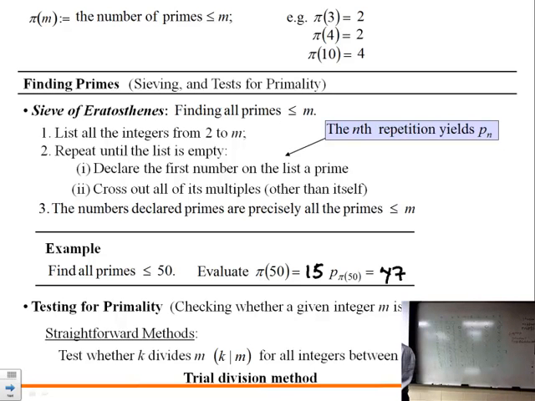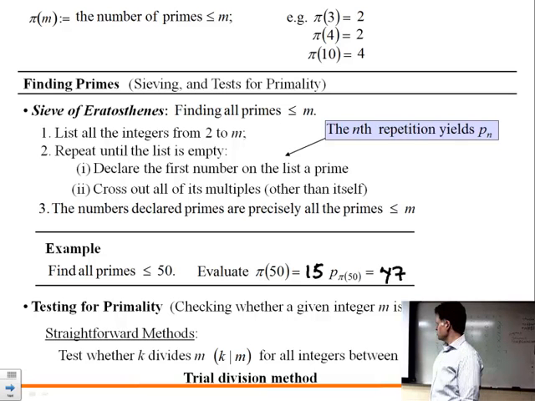So there are lots of straightforward methods for doing this. You could run through all the integers from 2 to m minus 1 and just check if each one divides m. The way you check for divisibility is you run the division algorithm, and if the remainder is 0, that means it's divisible. So you can check for divisibility for all numbers between 2 and m minus 1. That's called the trial division method.